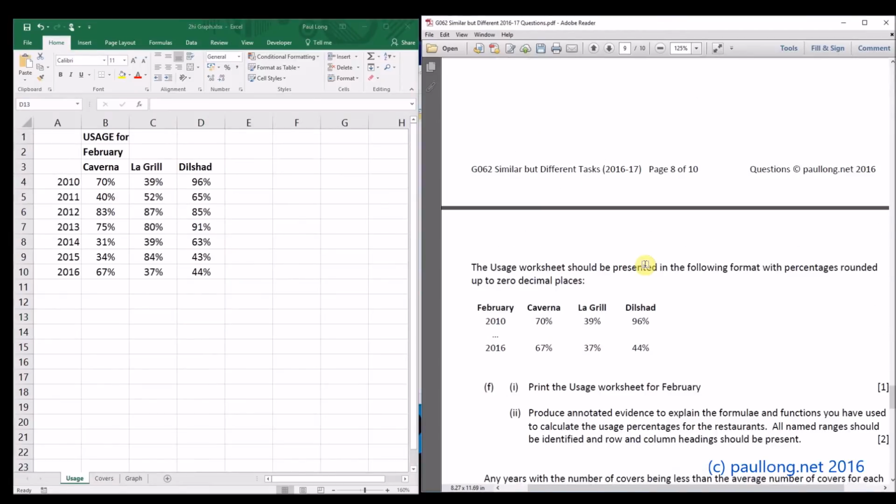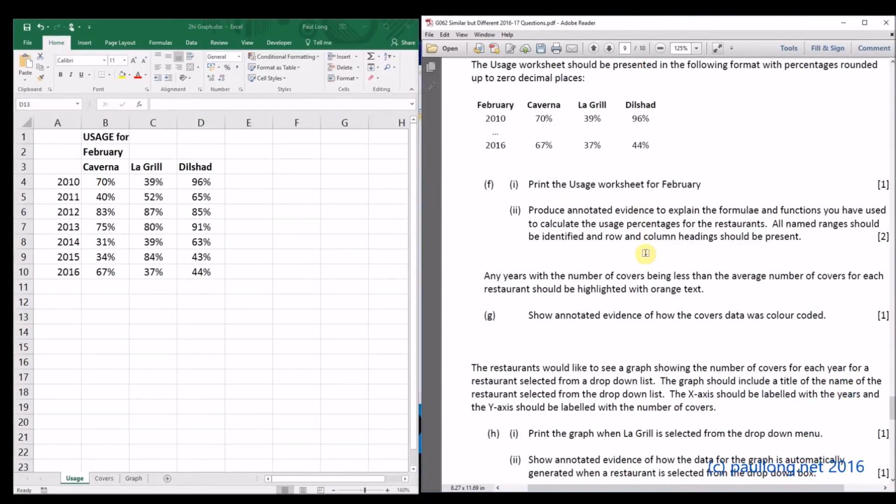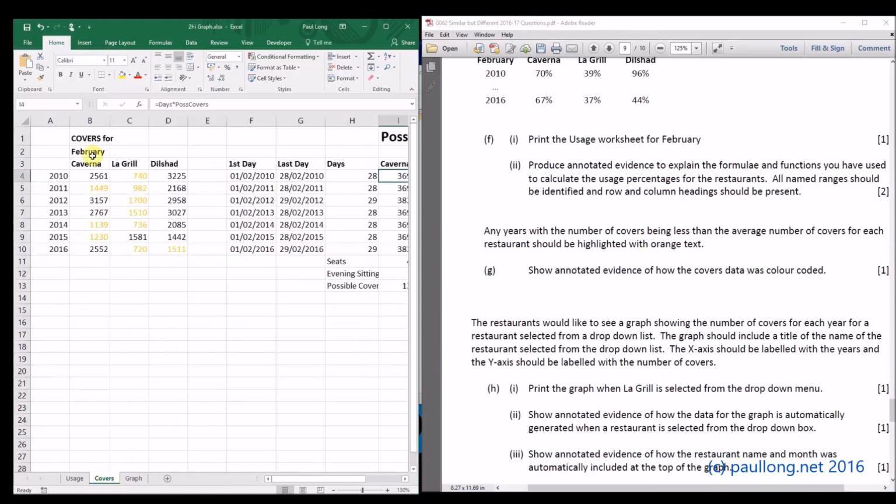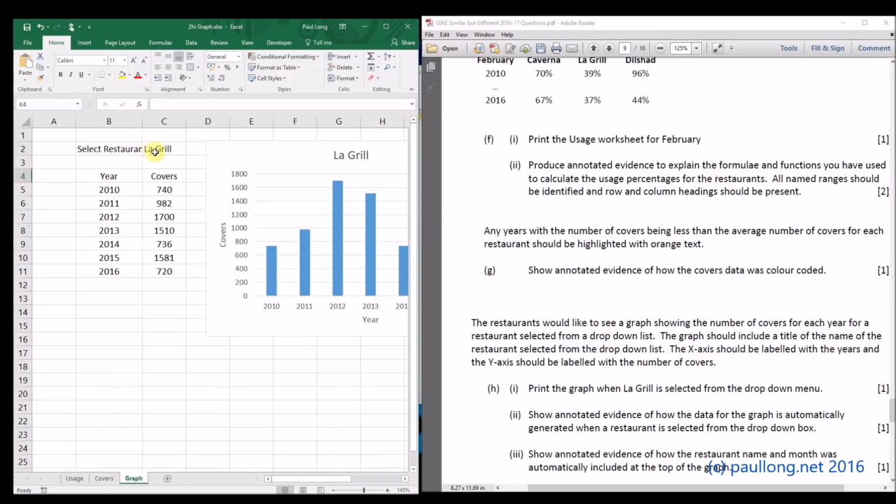Later on in the question you're then going to be asked to produce a graph and do some colour coding. Well, here's the colour coding which you'll need to do, and basically anything that was less than average needs to be highlighted in orange. Then you'll need to do a graph where you'll be able to select any restaurant, and when you select the restaurant it will put the covers in here and show a graph of those number of covers. So that's what the task actually involves.